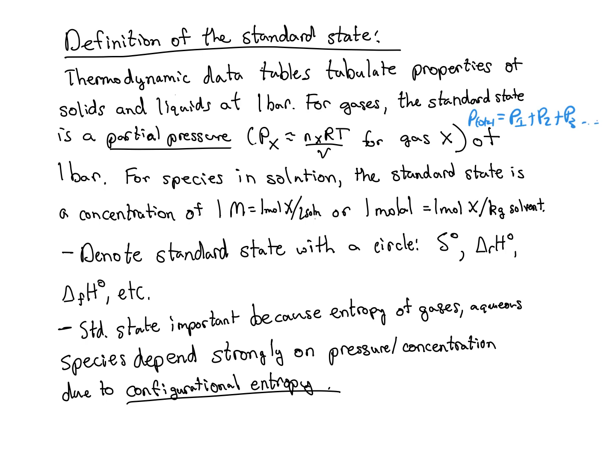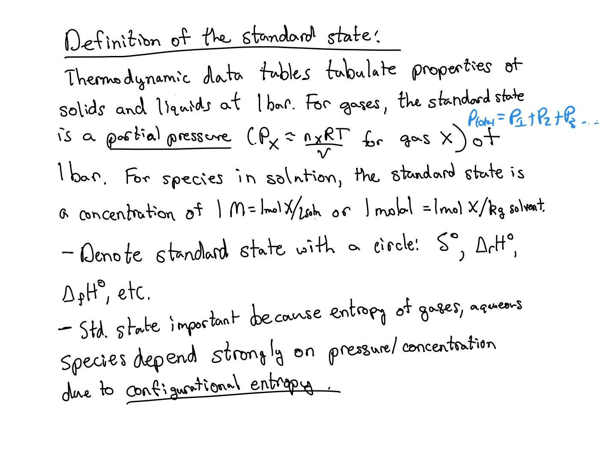So for gases, we say that the standard state is a partial pressure of that gas of 1 bar of pressure. And again, this is going to depend a lot on the pressure, because we've seen before, if we do these isothermal processes, we get big changes in entropy when we compress or expand a gas.